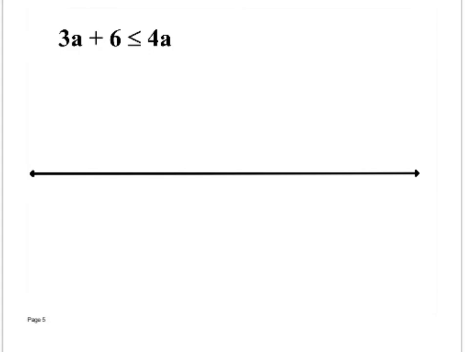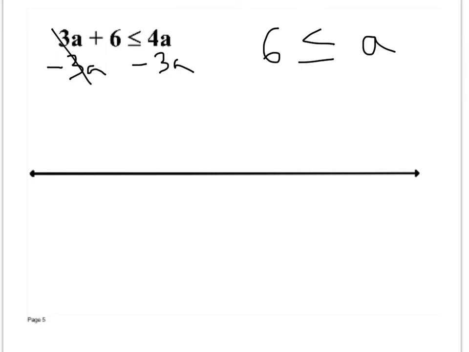Write this down. So now we are to solve 3a plus 6 is less than or equal to 3a. What I want to do is combine like terms. I want to get a on the same side. So I subtract 3a from both sides. This gives me 6 is less than or equal to a, because 4 minus 3 is 1. 1 times a is a. So 6 is greater than or equal to a.